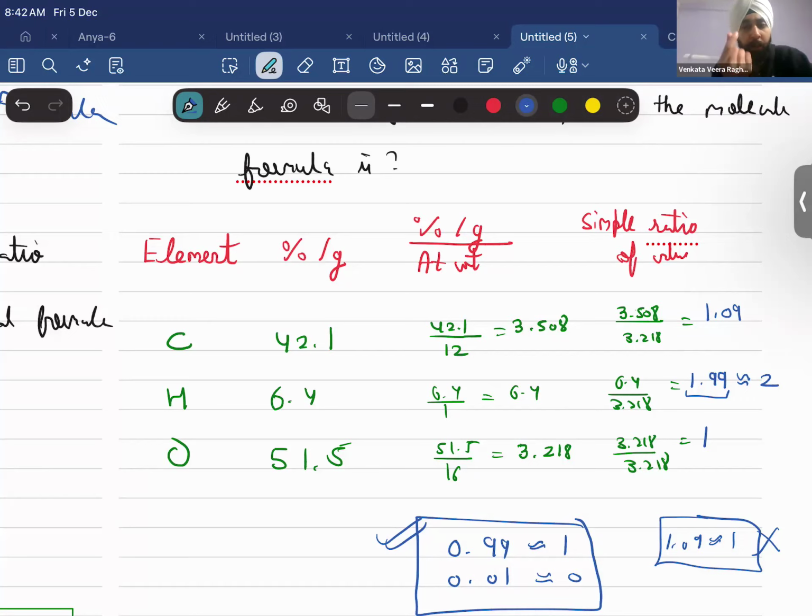A very small change you can approximate, but not an even bigger change than 0.01. More than 0.01 bigger change you cannot approximate. Very small change you can approximate. Okay, sir.